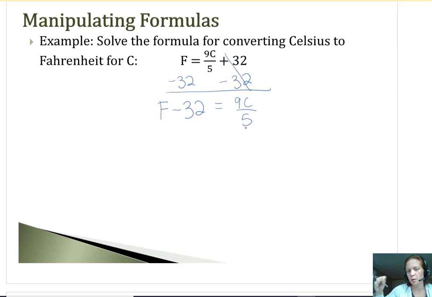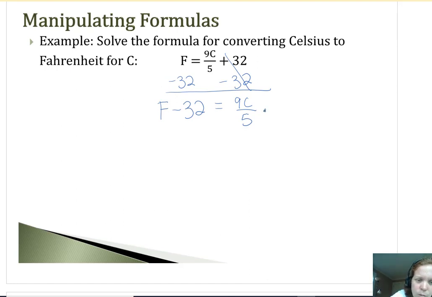Okay, remember, it's just like the equations. It's the opposite operation on the other side. Same thing looking at the 9. It's times 9 on the right side, so it's going to be divided by 9 on the left side. It's divided by 5 on the right side, so it's going to be times 5 on the left.